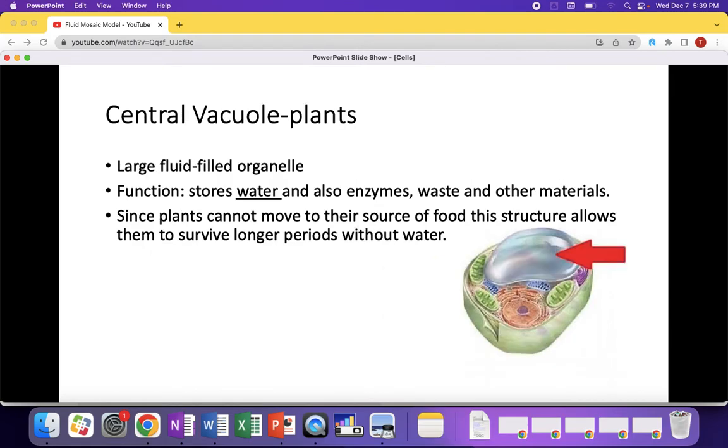Central vacuole is most obvious in plants. It doesn't say that they're only in plants, but they're most obvious in plants because they're so large. And they're large fluid-filled organelles, and the purpose is to store water and also enzymes, waste, and other materials. And the reason why they're so large in plants is because plants, most plants, I'm not going to say all, can't move to their source of food, so it allows them to survive longer without periods of water.